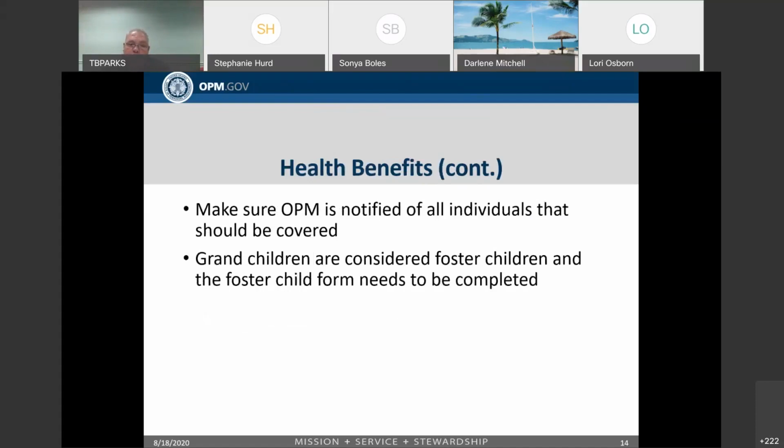Make sure OPM is notified of all the individuals that should be covered. And keep in mind that grandchildren are considered foster children, and the foster child form needs to be completed. So if there's self+1, both the agency and OPM need to know who the +1 is. If the +1 is a child over 22, then they might not be eligible to continue the coverage because someone must be receiving a survivor benefit to continue the health benefits.